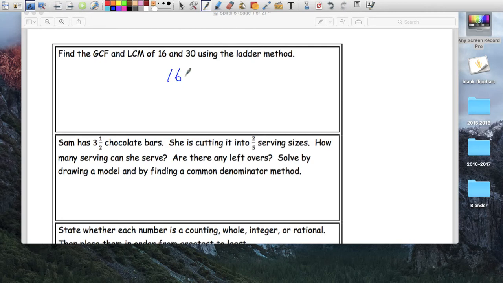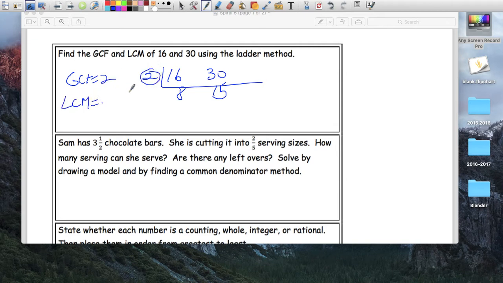So here's 16, here's 30. Pick a number, 2, it's fine. It goes into 16 8 times, into 30 15 times. Can I use another number? No. So I'm done. GCF is 2 because it's this number.